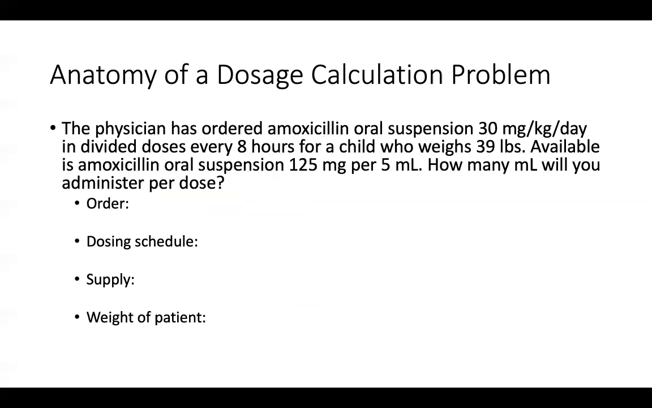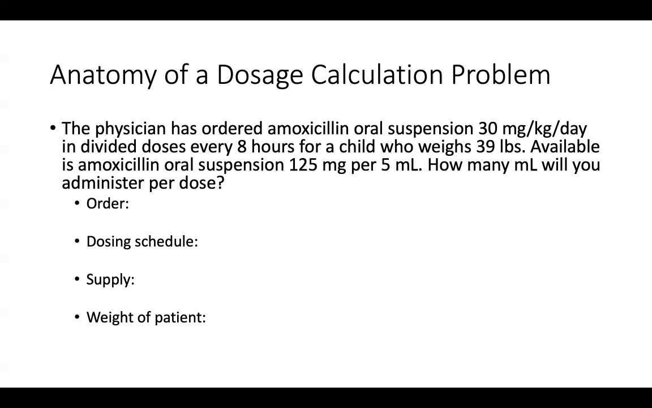Okay, and this question is a dosage by weight problem. These problems ask us to calculate a dosage amount based on the weight of the patient. So this order reads, the physician has ordered amoxicillin oral suspension, 30 milligrams per kilogram per day in divided doses every 8 hours for a child who weighs 39 pounds. Available is amoxicillin oral suspension, 125 milligrams per 5 milliliters. How many milliliters will you administer per dose?